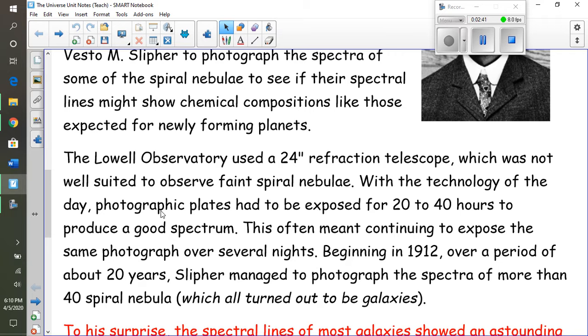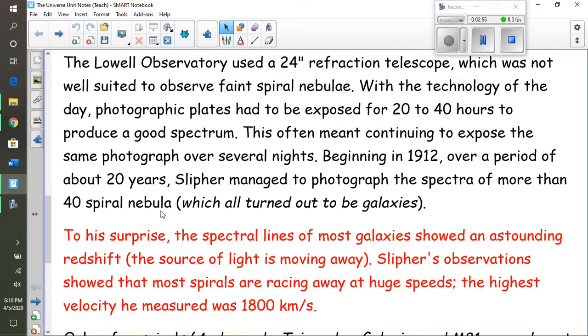So beginning in 1912, over a period of 20 years, Slipher photographed the spectra of more than 40 nebula. That's what we call dedication. It took a lot of effort to do this.